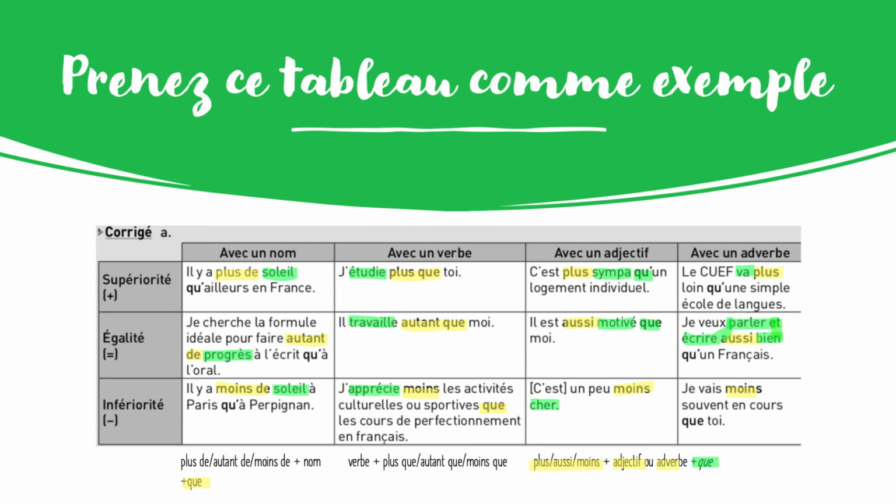Je vais moins souvent en cours que toi. I go to class less than you do, right? Again, we're comparing the fact that we're going to class, so we're comparing the verbs. One more thing you might have seen in the little annotations earlier is the difference between aussi and autant. Autant you use with nouns and verbs, and aussi you use with adjectives and adverbs.